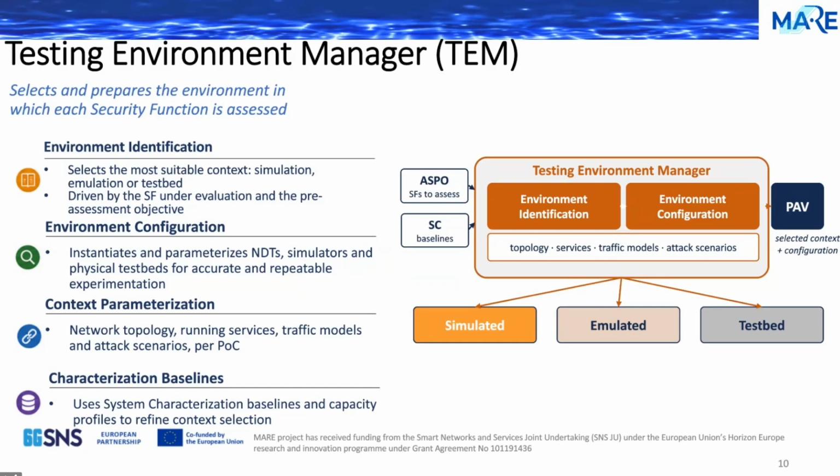It identifies the environment, so it selects the most suitable context. This is also driven by the security function that we would like to apply. Then it provides the environment configurations, and so instantiates and parameterizes the network digital twin, the simulator or the physical testbed, and the network topology, the running services, and the traffic models. Once this is set, we get the characterization baselines from the system characterization in order to see what the baseline is and what the drift is when an attack comes.